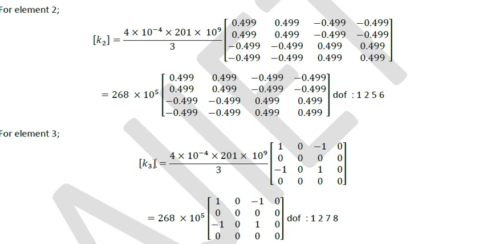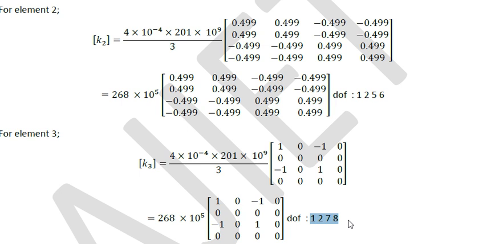Similarly, coming to element 3, the stiffness matrix for element 3 is A into E by length of the element, which is common. L and M are different, so I have to retain this. But what is the initial node for element 3? It is 1. What is the final node? 4. That is why degrees of freedom is 1, 2, 7, 8.